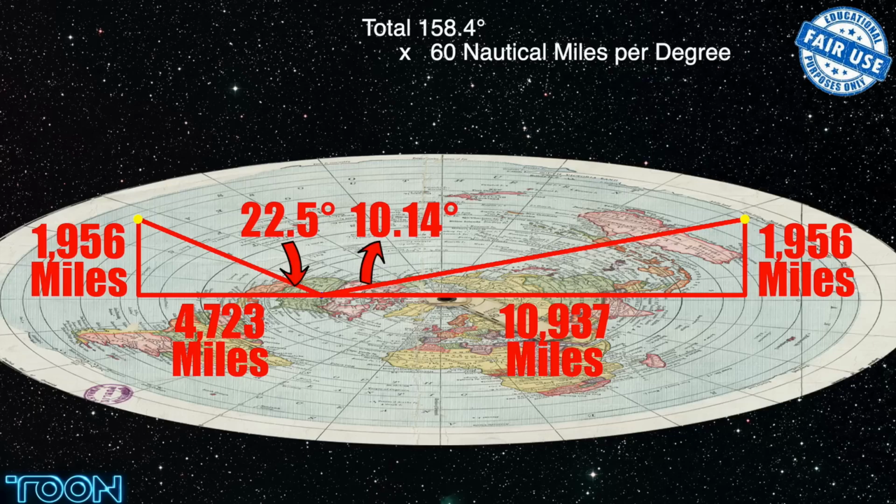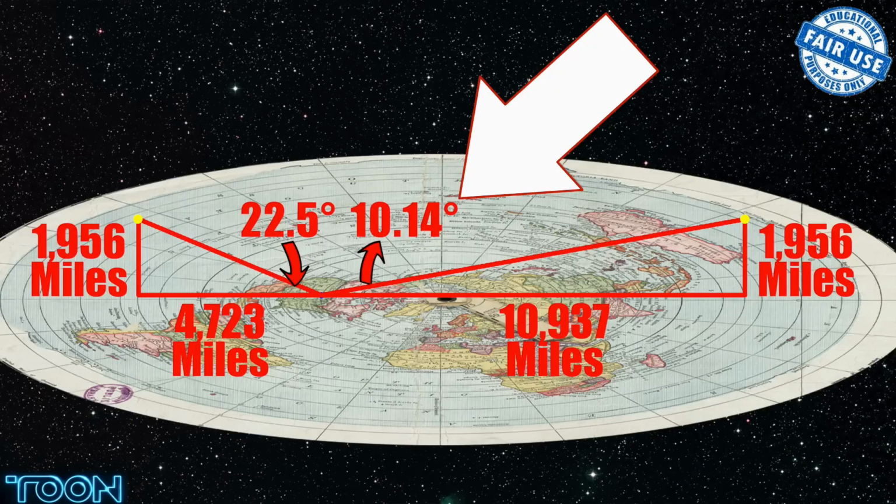60 nautical miles per degree gives 9,504 nautical miles, or 10,937 statute miles. Applying perspective, this forms another right triangle, and we solve that to show the angular elevation of the sun for flat Earth must be 10.14 degrees in the middle of the night. Again, this is applying perspective. I tested what flat earthers said causes the sun to set, but it doesn't work for them.